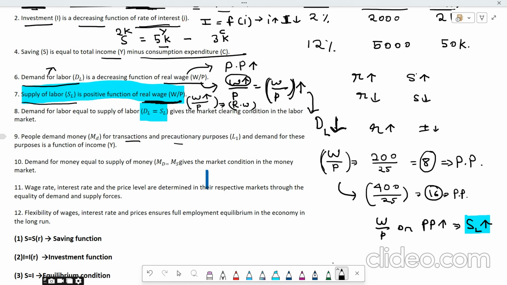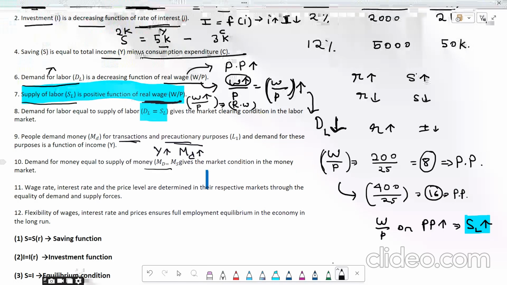People demand money for transactions and precautionary purposes, and the speculative motive is not present in the classical model. I have already discussed in the previous assumption section that the speculation motive, that is the motive of holding money for investing or for earning interest rate, is not present in the classical model. Demand for these purposes is a function of income. Obviously, as my income rises, I will be demanding more money for transactions and precautions.